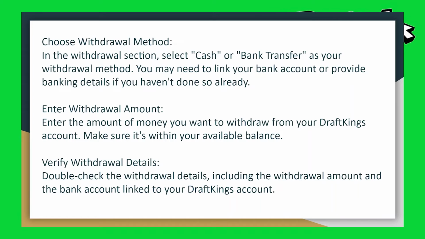You may need to link your bank account or provide banking details if you haven't done so already. Enter the amount of money you want to withdraw from your Draftkings account. Make sure it is within your available balance. Double check the withdrawal details, including the withdrawal amount and the bank account linked to your Draftkings account.